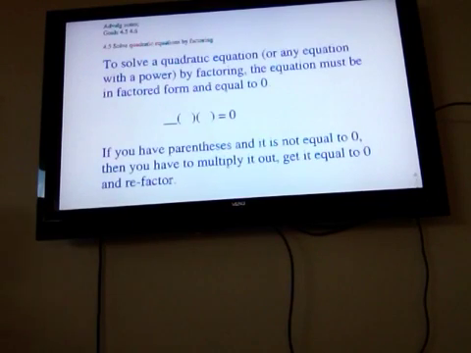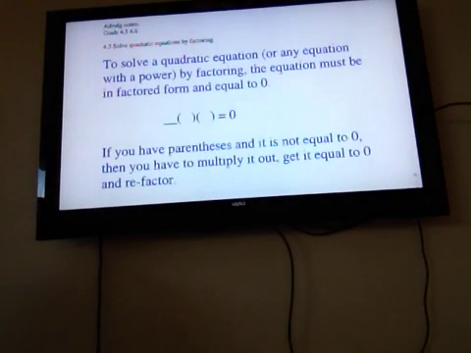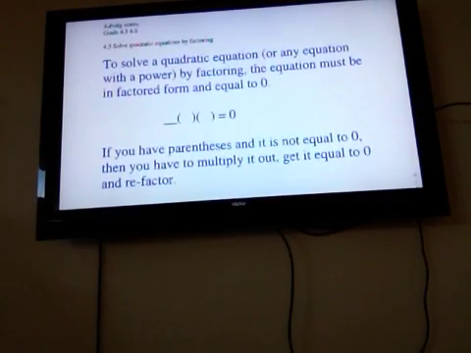If you have parentheses, and we'll get to this in a minute, but if it's not equal to 0, then you have to get rid of the parentheses, combine your like terms, and then refactor it. Okay, and you'll see that kind of example in just a minute.